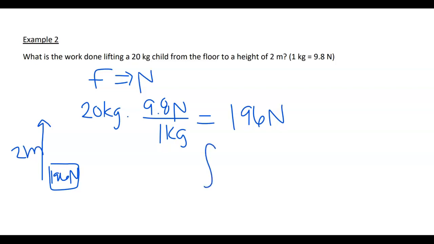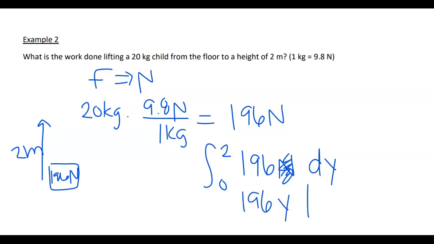So that's going to be the integral from 0 to 2 of our force, newtons, which we really don't need there, okay? And you can think of this in terms of dy if you want to, because I'm moving up and down. That's going to be 196y from 0 to 2. And 196 times 2 gives me 392 joules.